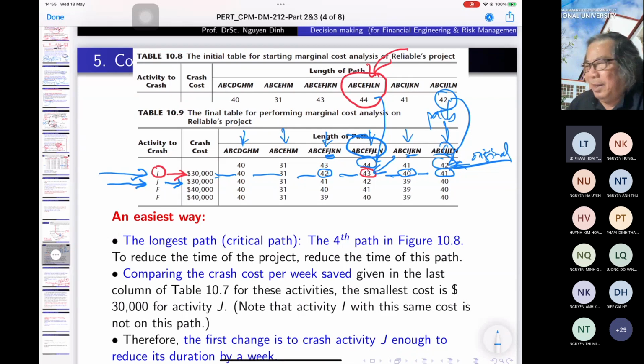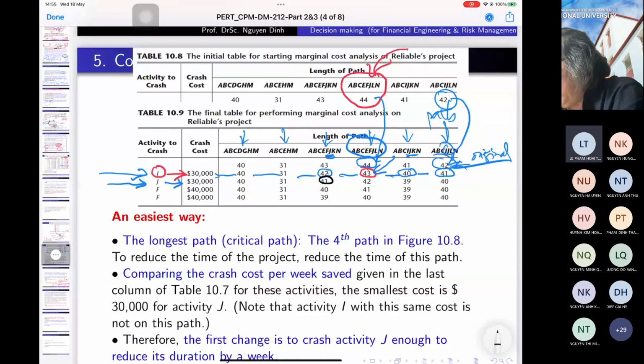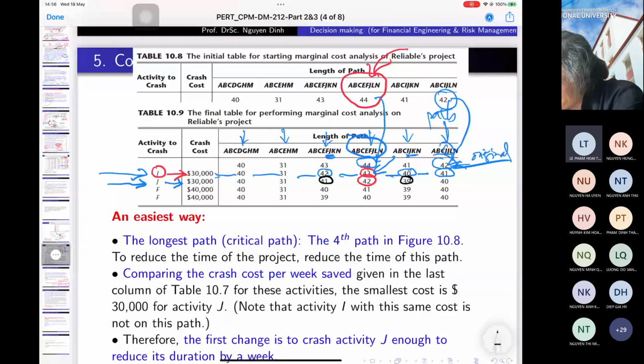And the same as before, all the paths which contain J still reduce 1 week. So this one, 32 now becomes 41. The critical paths here, 43 now become 42. And the path number 5, 40 now becomes 39. The path number 6, 41 now becomes 40.